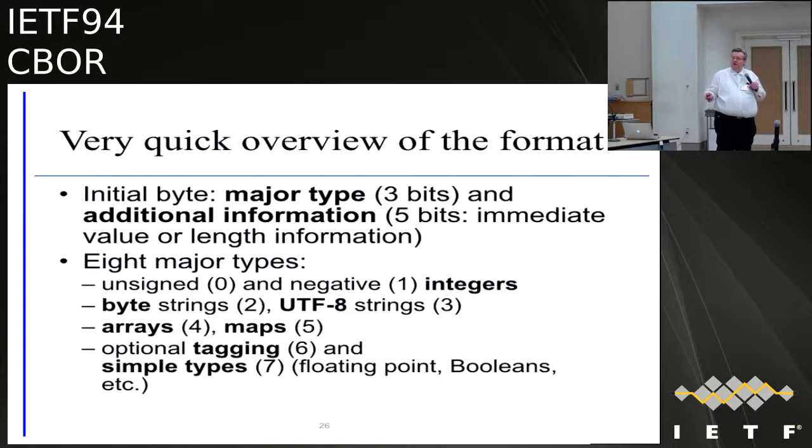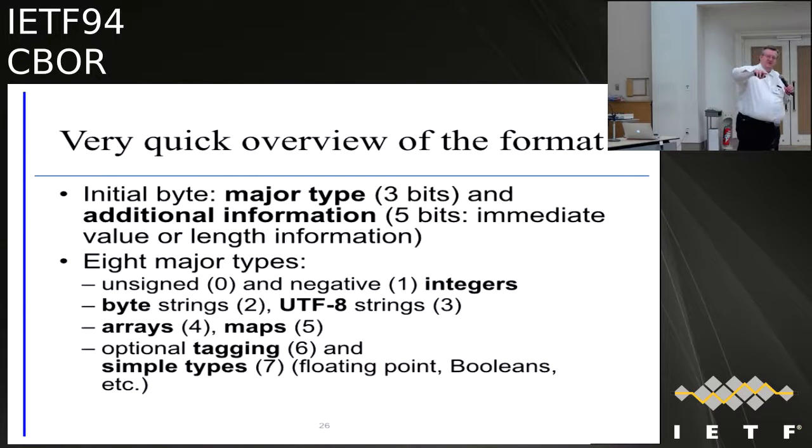So the major types are unsigned, zero or positive, and negative integers, byte strings, this is the binary data I was talking about, text strings, and text in 2015 means UTF-8, arrays, yes? Unsigned and signed. That would have been one way of doing things, but we decided we would have all positive and zero numbers in the unsigned major type, and all negative integers in the other thing.